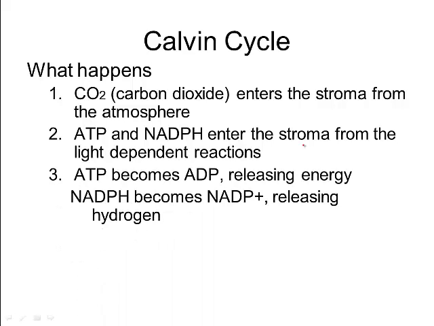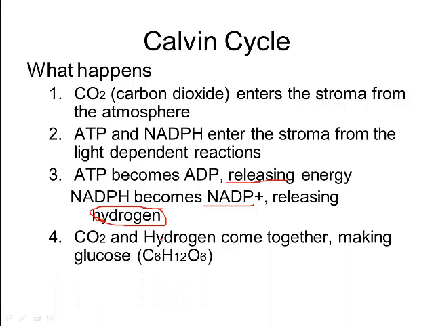The ATP is going to get broken down into ADP, and remember when that happens, we end up releasing energy. The NADPH is going to go back to being NADP+, and again, we're going to release some energy, and we're also going to release hydrogen. Okay, so if you think about what a sugar is made of, it's got carbon, it's got oxygen, and it's got hydrogen. So now we've got the carbon, the oxygen, and the hydrogen available to make our sugar.